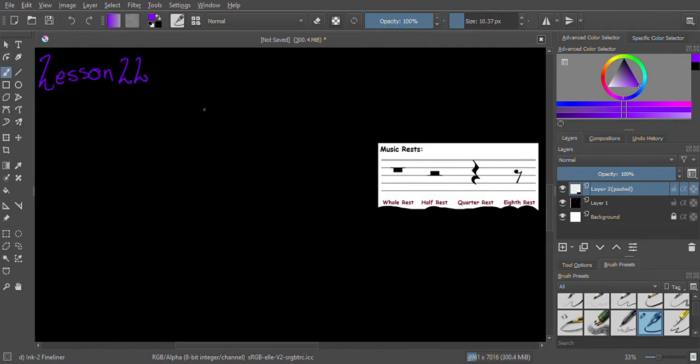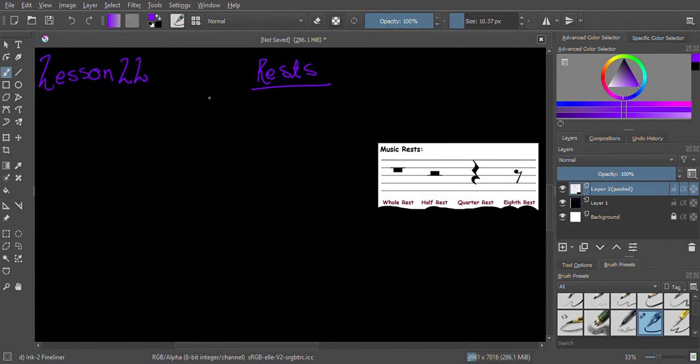Are we already on 22? That's cool. So this is lesson number 22 in our dive into the wonderful world of musical theory, and today we're going to be talking about rests. Yes, after many lessons of talking about how to clap out notes, we're going to learn the exact opposite.